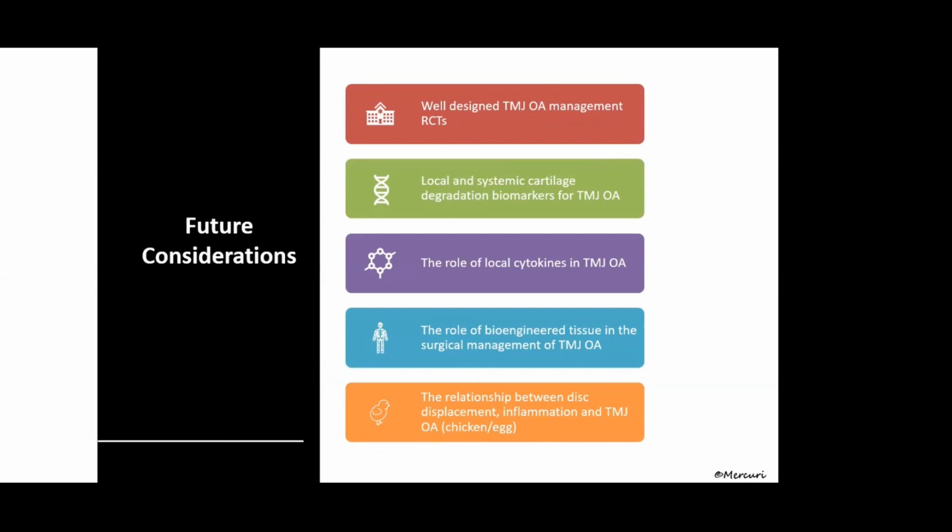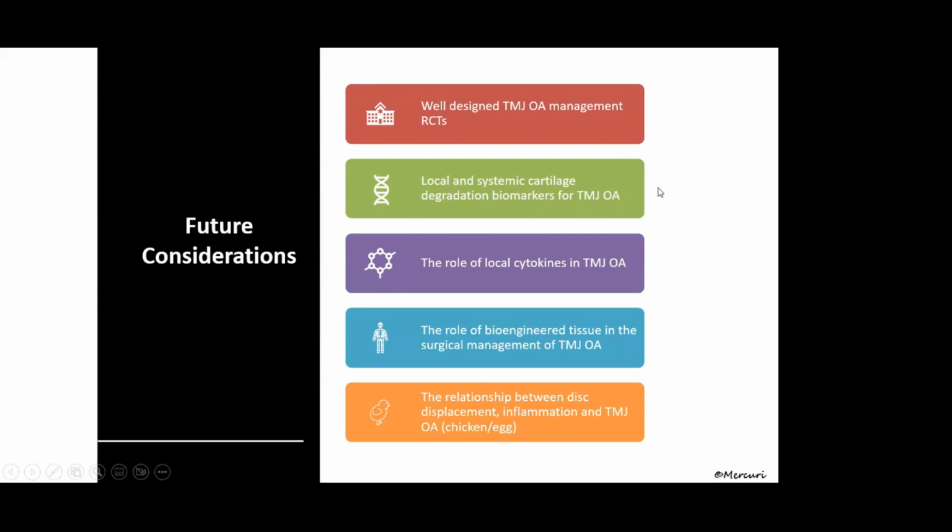Should we be shaving these joints down? What should we be doing? We just don't have good literature to support a lot of the things we do other than total joint replacement. We need good local and systemic cartilage degradation markers for TMJ osteoarthritis.